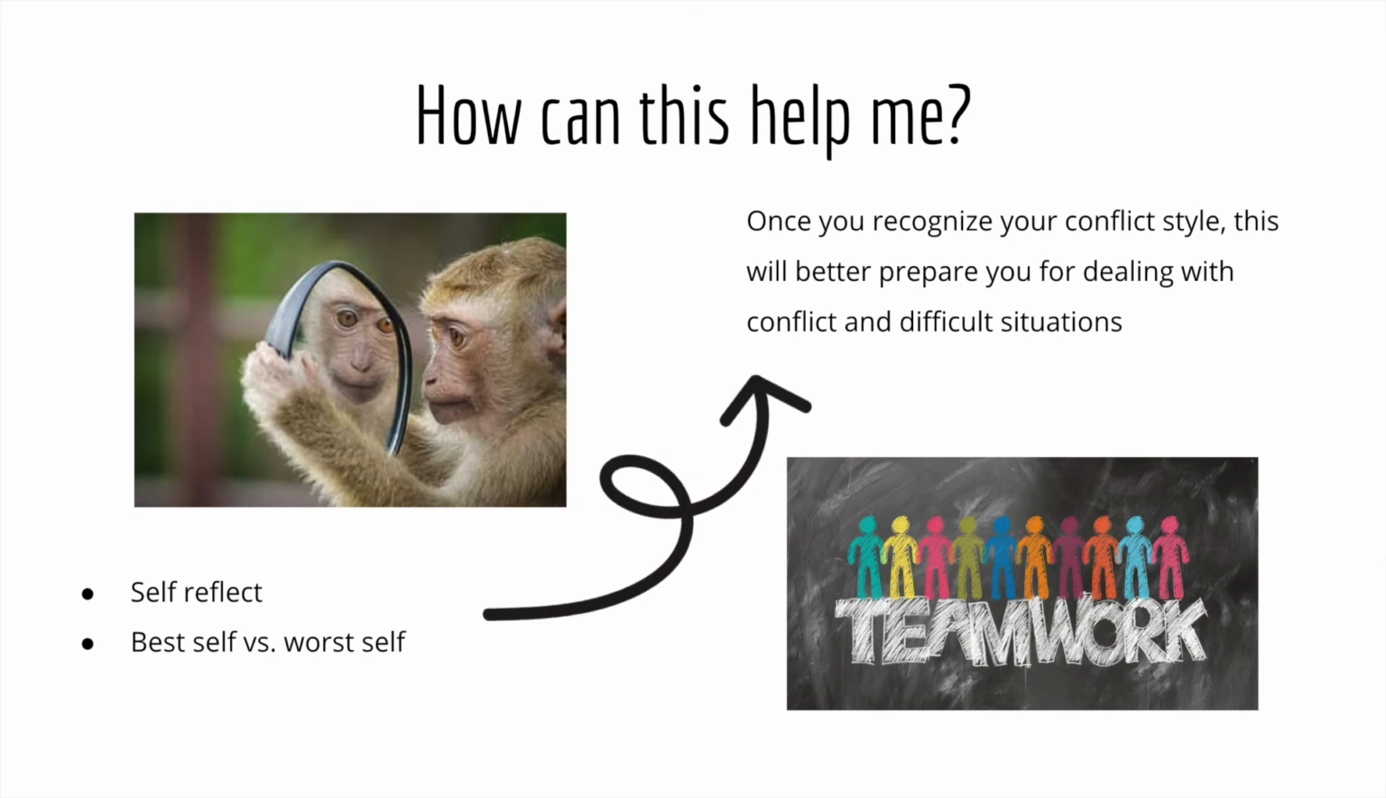Understanding your conflict style will allow you to better grow as a person. Why do you react this way? Is there something that triggered it? Once you are able to recognize your triggers, you will better understand why your conflict style is what it is. Does this take you from being your best self to being your worst self? You should be able to recognize when you are in conflict or when you have hurt someone and recognize this in yourself. Once you are able to identify your conflict style, this will better prepare you for dealing with conflict and difficult situations in the future.